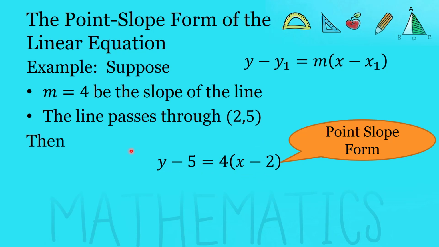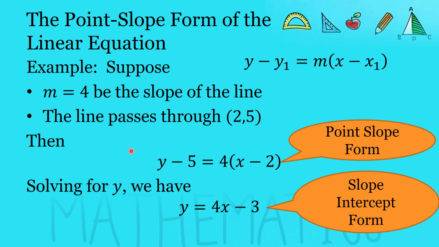This is the point-slope form. Now, if we solve for y, we are going to have this. We will have y is equal to 4x minus 8 plus 5, which will be minus 3. And by solving for y, we will actually have y is equal to 4x minus 3. And notice that this is in slope-intercept form, where this again is the slope, and then that is the y-intercept.